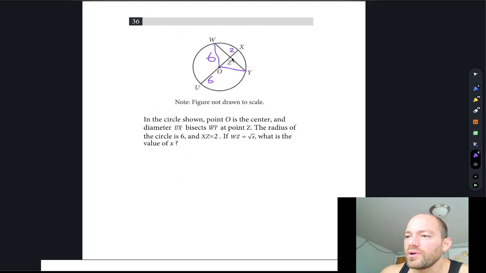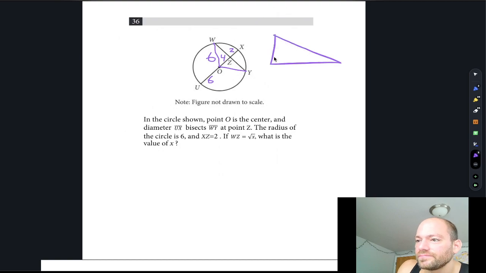So we know that this side is 2 over here. We know that this whole side, OX, the radius, is 6. So now we know that OZ is 4. So let's just kind of redraw that right triangle over here. I know that the hypotenuse is 6 because that's the radius. I know that the height there is 4.